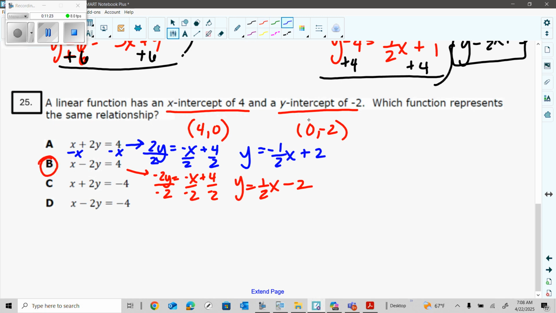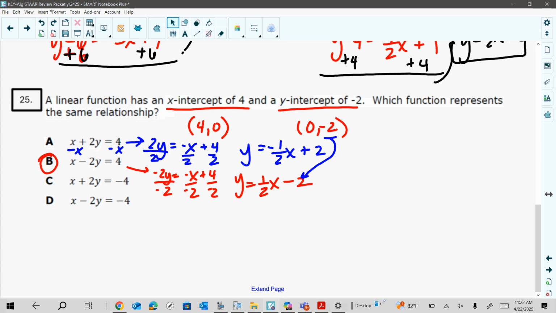You can see y-intercept -2. There it is. And then I'll plug in my 0 here. Sorry, 0 here. That would work as well. Check your answer. I think we were doing this here.